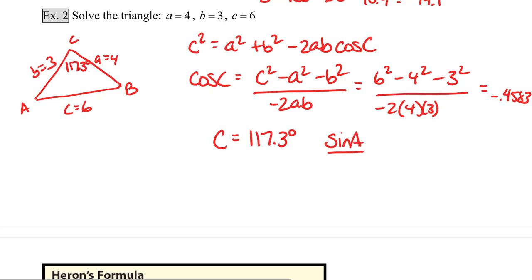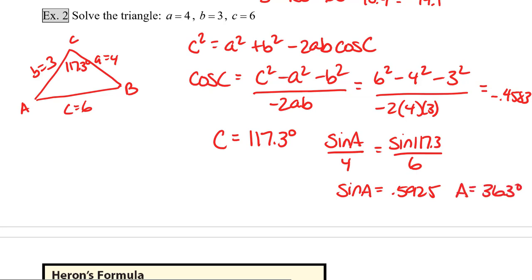Now I will find angle A by using law of sines. So sine of A over 4 is equal to sine of 117.3 over 6. So sine of A is equal to 0.5925, which means angle A is equal to 36.3 degrees. Finally, we can find angle B by saying angle B is equal to 180 minus 117.3 minus 36.3, and angle B is equal to 26.4 degrees.